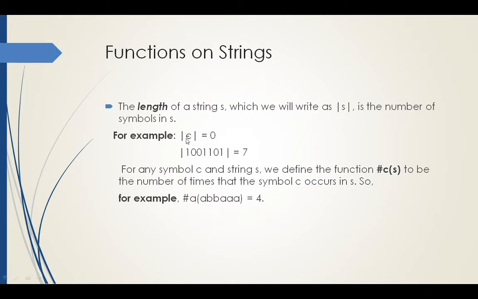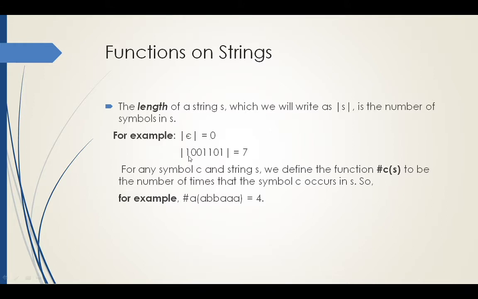Example, mod of epsilon. Epsilon is nothing but an empty string which doesn't have any symbol. So what is the value returned for this empty string? What is the number of characters present in the empty string? It is 0. So the value returned is 0.